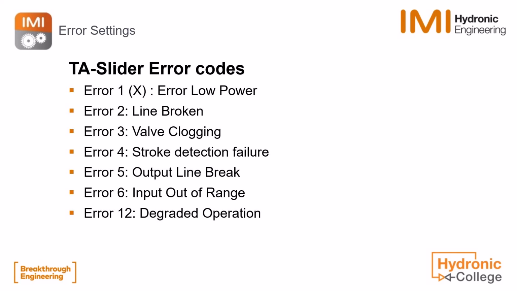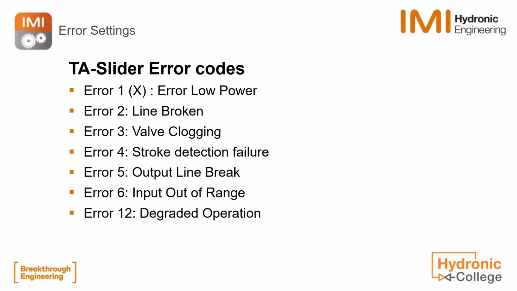Error 1 is low power. This means the supply voltage is less than 85% of the design voltage. So normally for a 24 volt supply this is 19 volts. You will see that this is marked with an extra number, here X. This is a number of seconds from putting the device on the power supply.